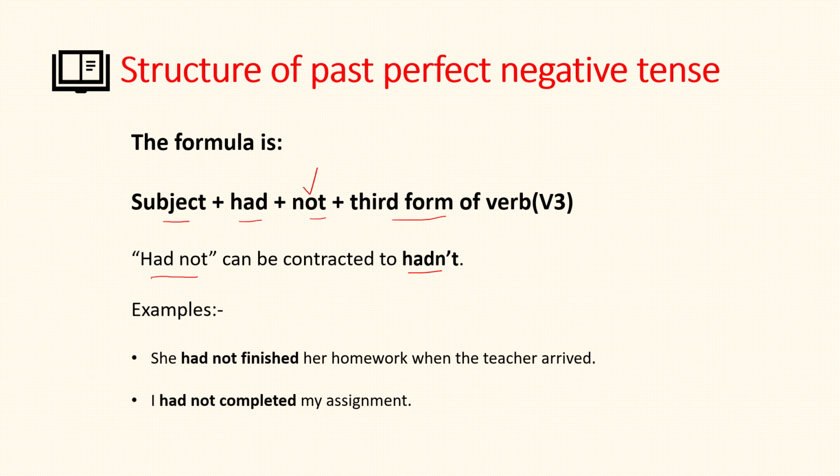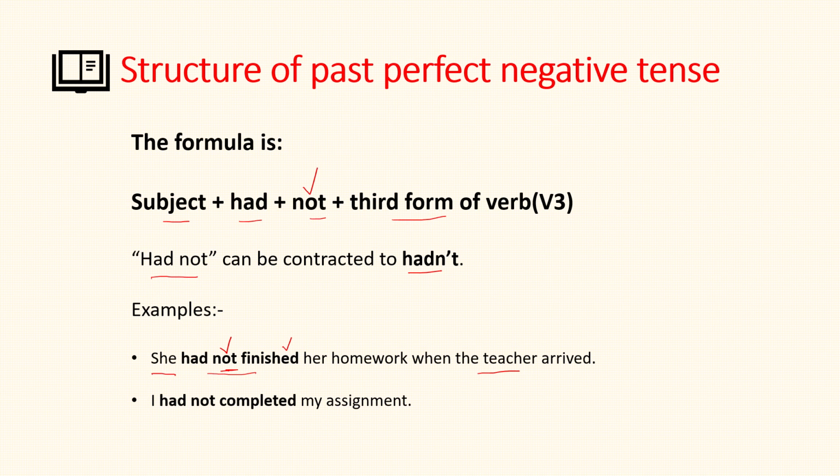Example, she had not finished her homework when the teacher arrived. See, she is the subject here. Then we will add had. Okay, then not. Okay, not is added to convert the past perfect tense into the past perfect negative tense. And then the finished. Finish is the third form of the verb finish. So, she had not finished her homework when the teacher arrived. See, the first event has not completed before the other action took place. When the teacher arrived, the student had not finished the homework. So, this is the past perfect negative tense.